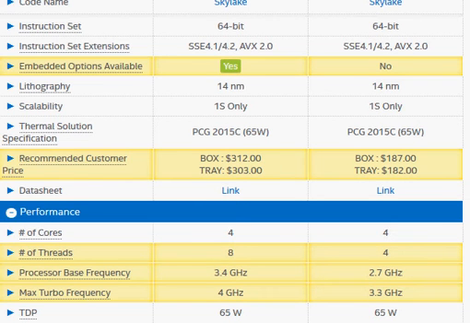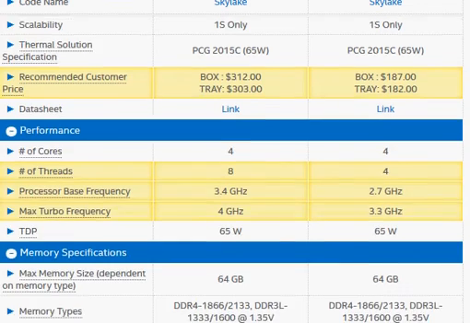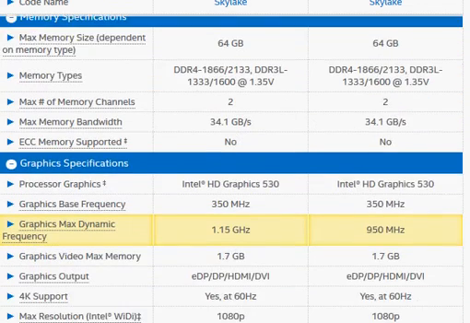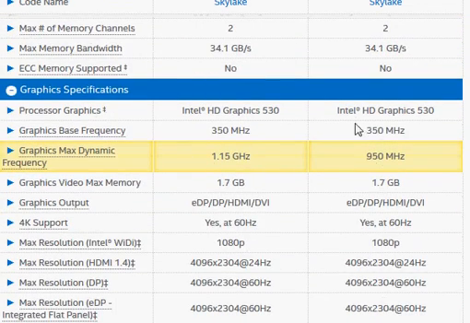So other than that, if you look at the integrated graphics, that also is somewhat faster, 15 to 20% faster in case of the i7-6700, though they have the same Intel HD Graphics 530.